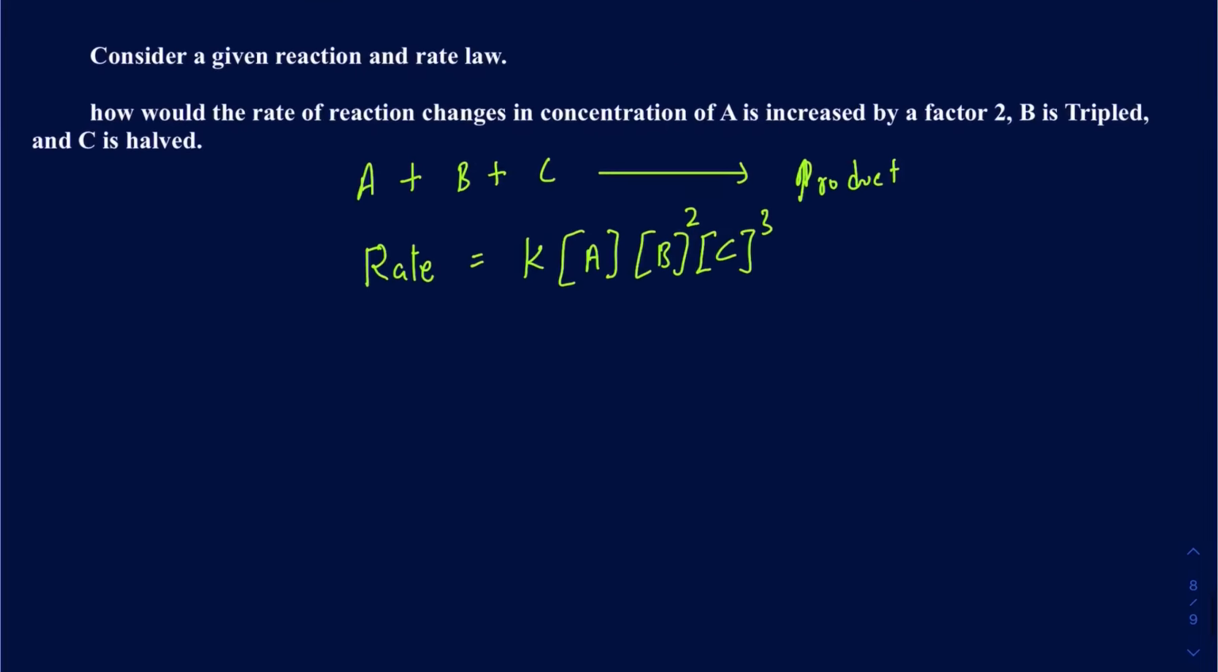All right, let's try to do this problem here. It says consider this reaction that's written down below and the rate law expression that's written down, and it says how would the rate of the reaction change if the concentration of A is increased by a factor of 2. When we say increased by a factor of 2, it's just another way of saying that it's doubled. And then the concentration of B is tripled and the concentration of C is halved. So you've got to figure out what your new rate is going to be in that particular case.